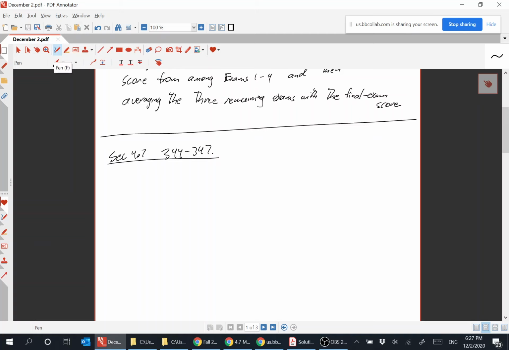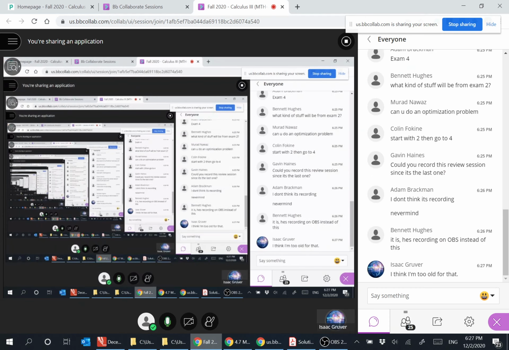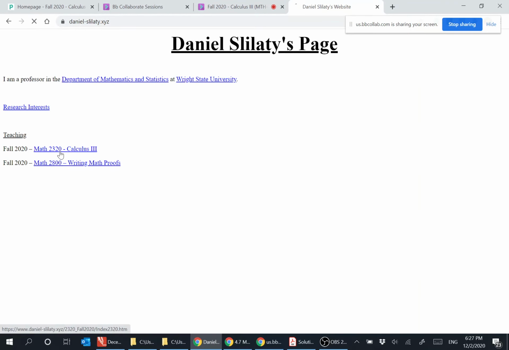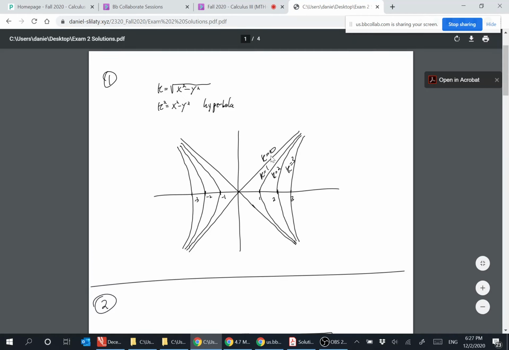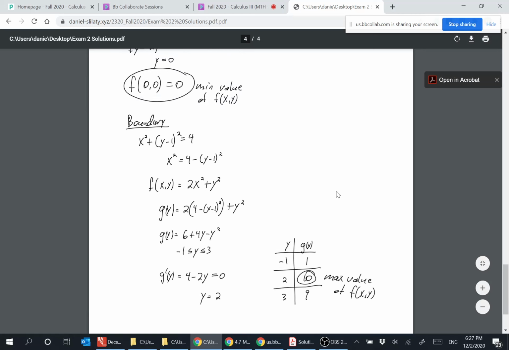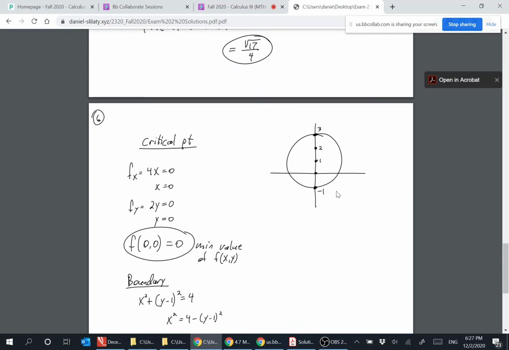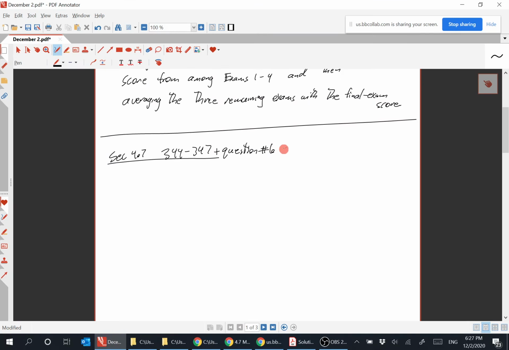So numbers 344 through 347. So this was also a question, the last one on exam 2. So where is that? So number 6. Number 6 on exam 2.